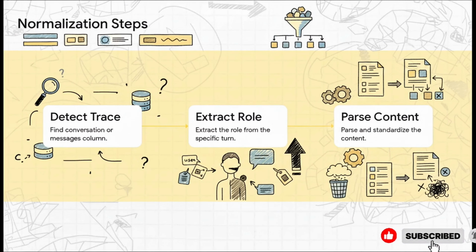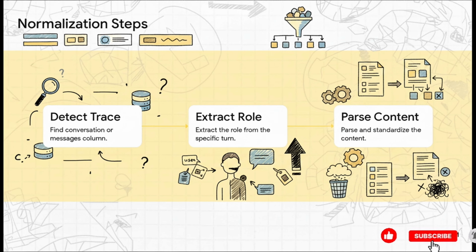Think of it like building a universal translator for your dataset so that everything speaks the exact same structural language. To achieve this translation, we build a defensive Python pipeline. Step 1 automatically detects the trace column. Sometimes it's called conversations, sometimes it's messages, so our code just hunts it down gracefully. Step 2 extracts the exact role from that specific turn. And Step 3 parses and standardizes the actual content. Because raw AI output is notorious for being unpredictable, we have to build this defensively. We handle empty values or entirely missing keys so that a single bad row doesn't crash the whole pipeline halfway through a massive job.